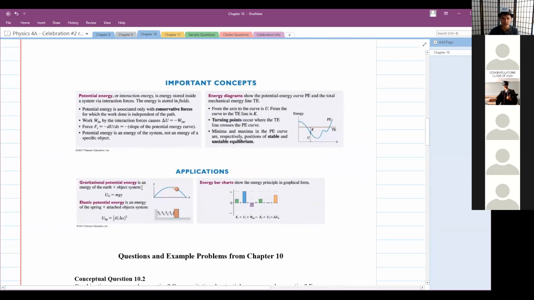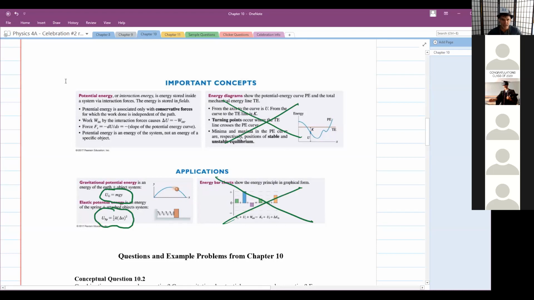So again, in this case, don't worry about energy bar charts. Don't worry about energy diagrams. Like I said, the big things are gravitational potential energy, mgy, and elastic potential energy, 1/2 k delta s squared.